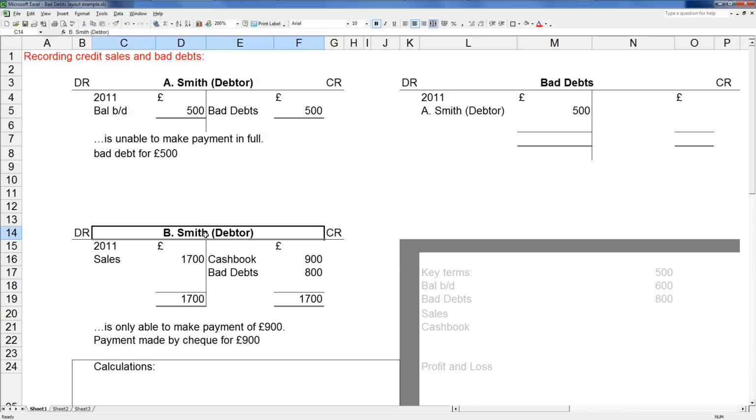Now let's just tidy up the bad debts account. So at the end of the financial year, let's say it's January the 1st till December the 31st. You can put dates in this if you wanted to.